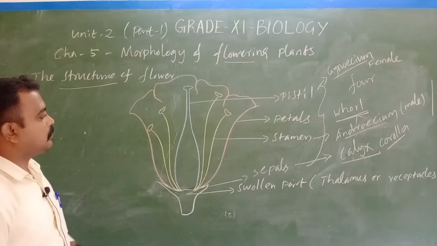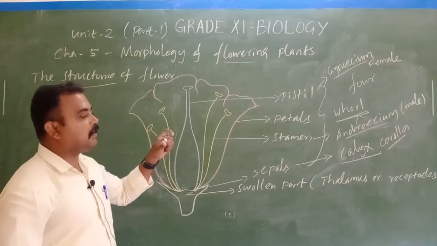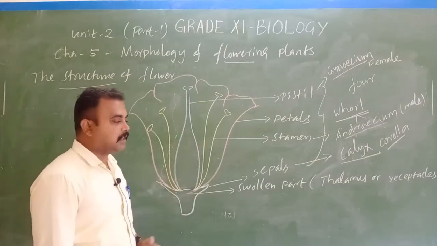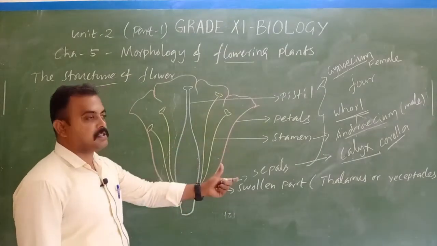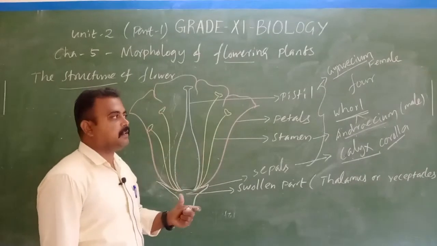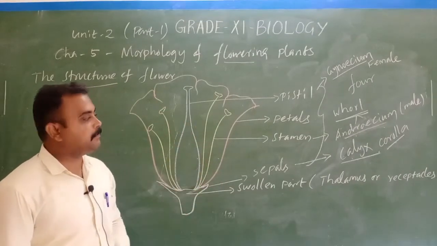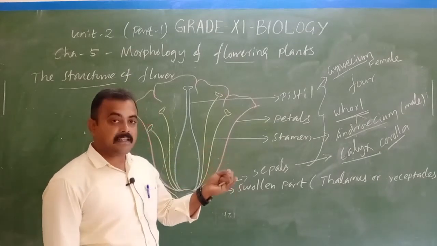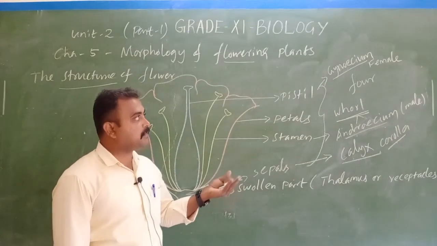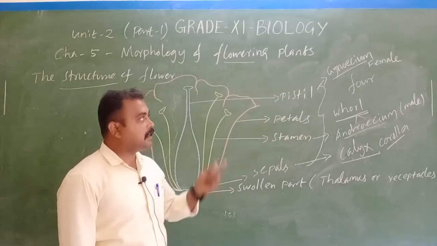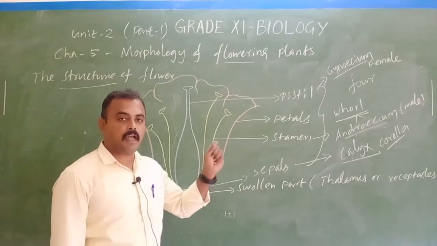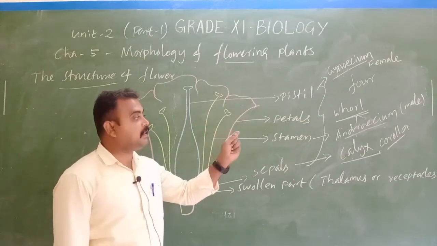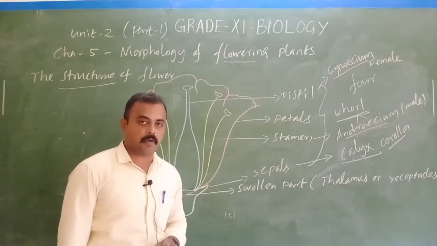Okay, so this is for your understanding. If you know this, if you keep it in your mind, then this lesson is very easy. So don't forget these things: calyx, corolla, androecium, gynoecium. Okay? Here the gynoecium is the female reproductive part. Here the androecium is the male reproductive part. Okay.